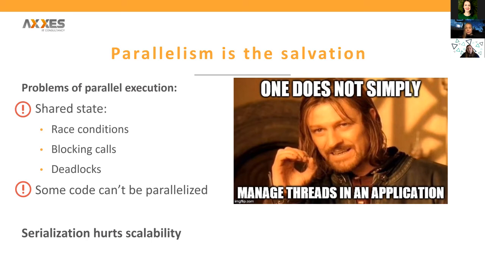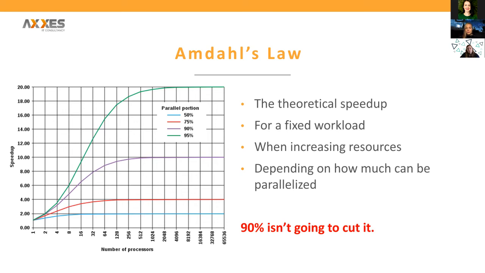Because if you look at Amdahl's law, Amdahl's law tells you how much you can increase the speed of a system by throwing more resources at it, given a percentage of the code that can be parallelized. So if you look at the blue line at the bottom, if you can parallelize 50% of your code, it doesn't matter if you throw 65,000 CPUs at it, you're never going to speed it up by twofold. And even 95% will only give you a 20 times speed increase, which means you can handle 20 times the data, even if you throw maybe 4,000 CPUs at it.